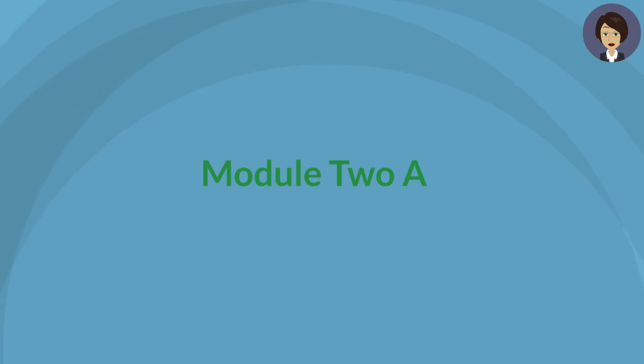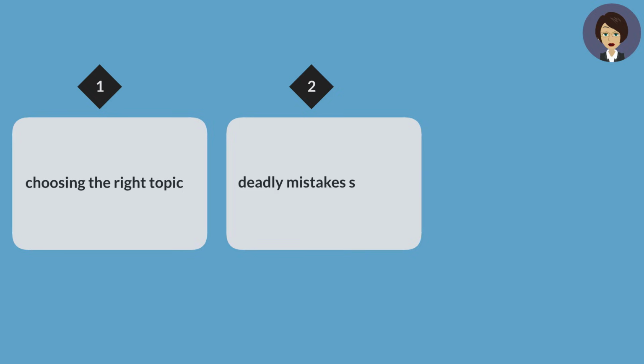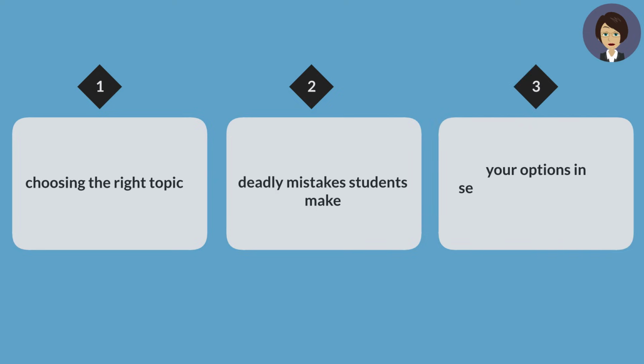Module 2A will focus on choosing a dissertation topic and discuss 3 related issues. 1. Choosing the right topic. 2. Deadly mistakes students make in selecting a dissertation topic. And 3. Your options in selecting a dissertation topic.